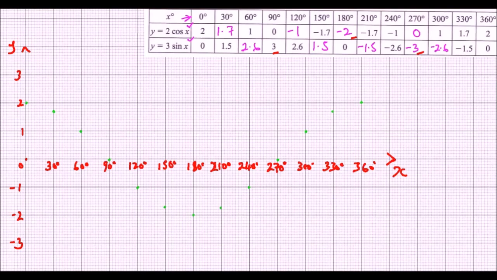So from there, we plot the graph of y equals 2 cos x. So this is the graph of y equals 2 cos x. Always remember to label your graph. So we have y equals 2 cos x. And when you are plotting a curve, always use your free hand. Do not use a ruler. And ensure that your graph is as smooth as possible. So having done that, we now go ahead and plot the graph of y equals 3 sin x.